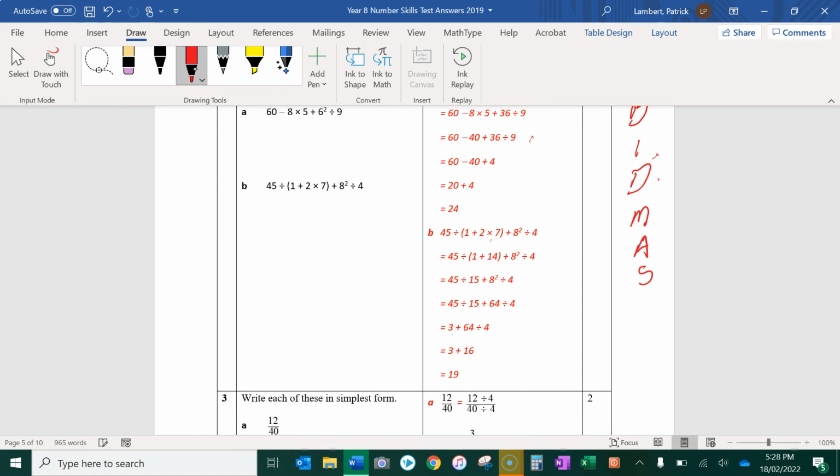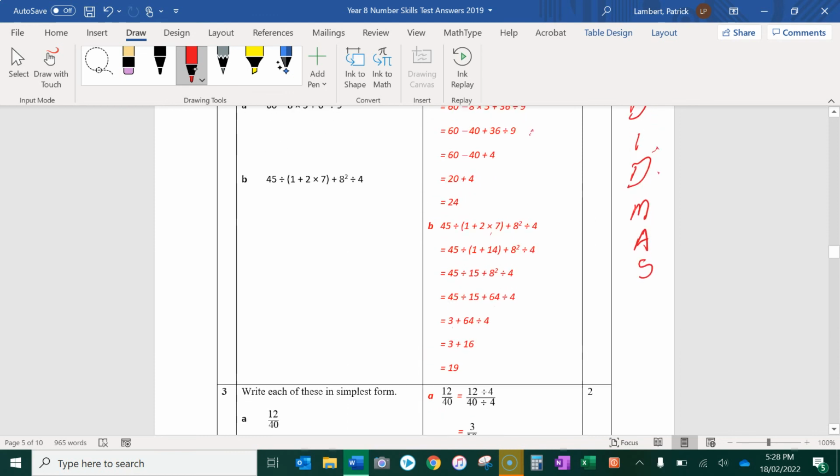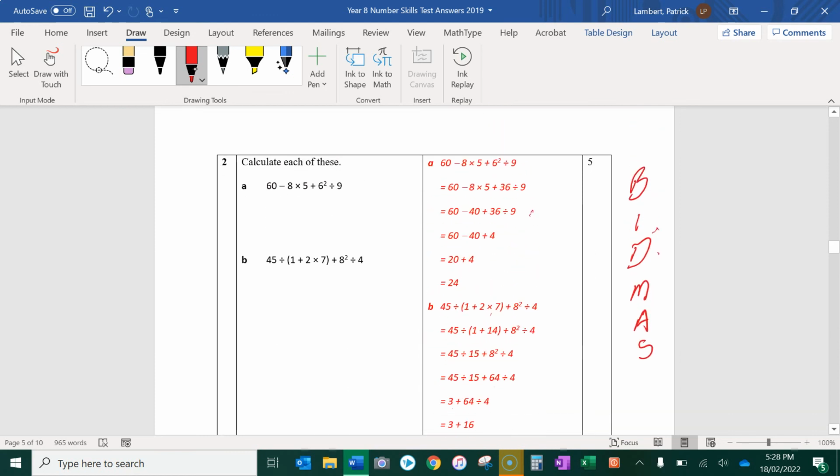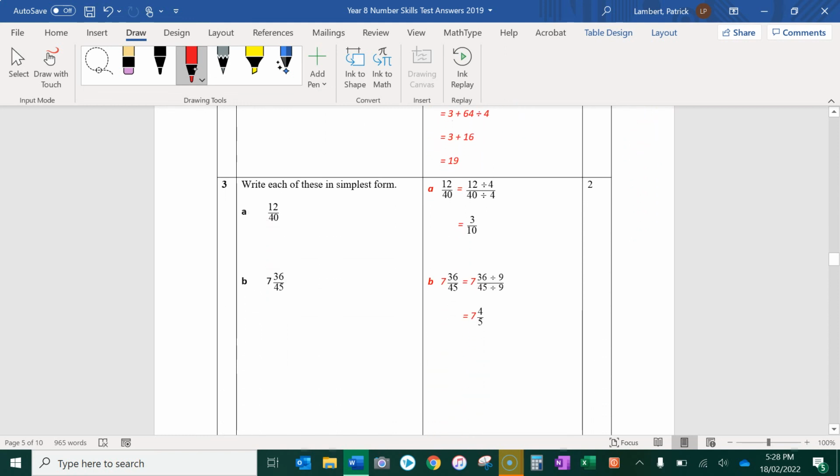That's 3. 45 divided by 15 and 64 divided by 4. It's become 16. 3 plus 16, answer is 19. Right, these ones, of course, require a bit of working out, each one. Simplest form, 3 over 10.